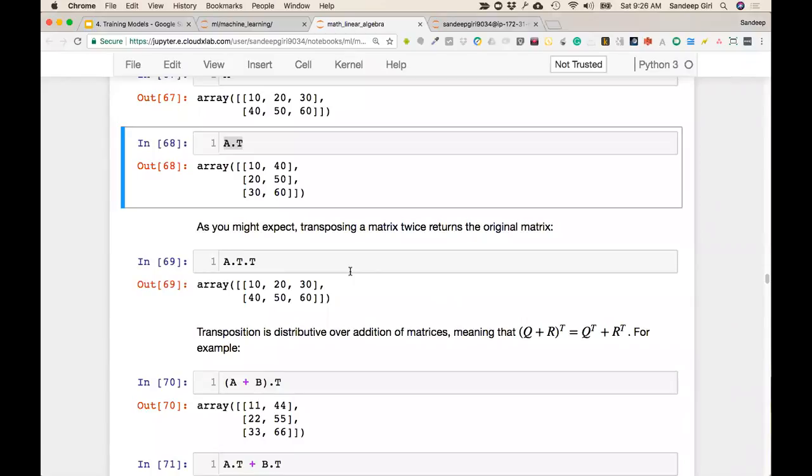A question from Bintao: are there two kinds of matrix multiplication, dot product and cross product? Cross product is actually not there. It's just called some product. Dot product is the usual one, which we call matrix multiplication, while cross product is not. Okay.